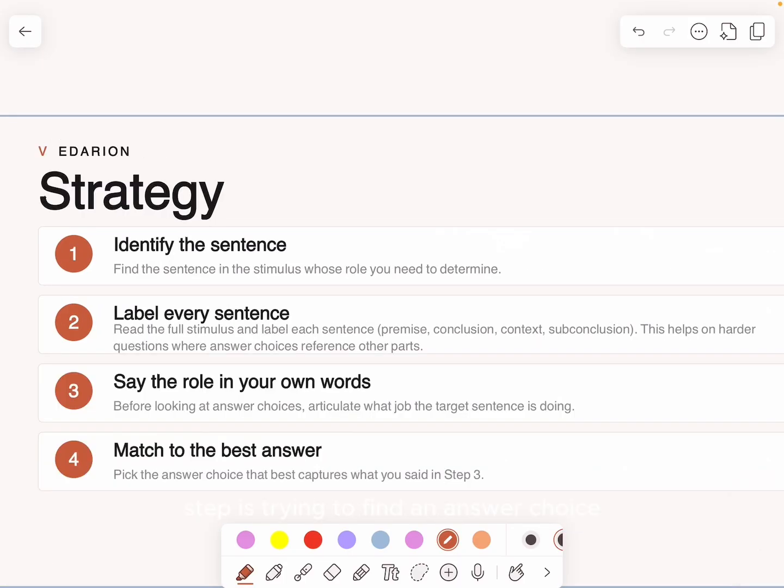The last and final step is trying to find an answer choice that best matches your prediction. Remember, you're not trying to find the exact wording that you predicted, but just an answer choice that accurately captures your prediction.